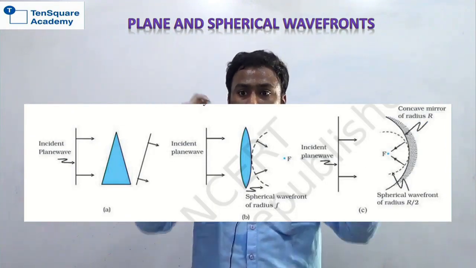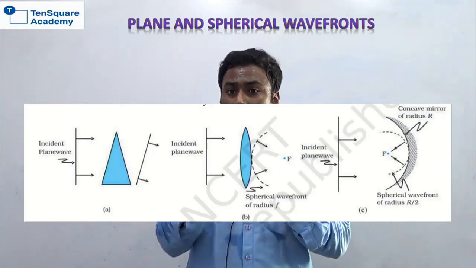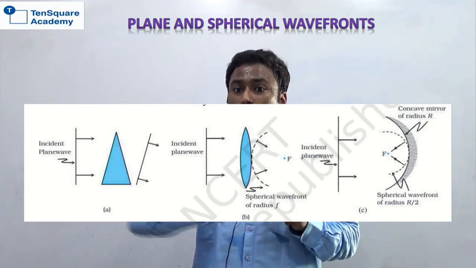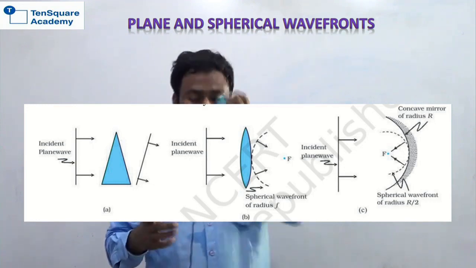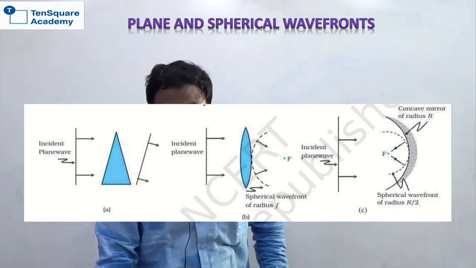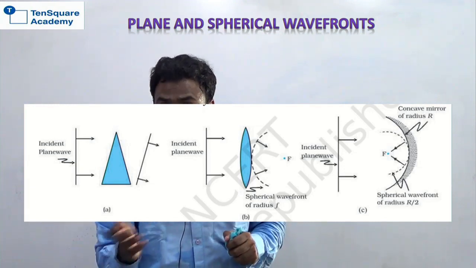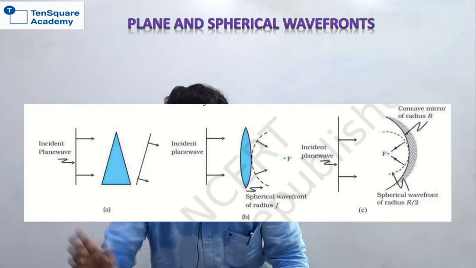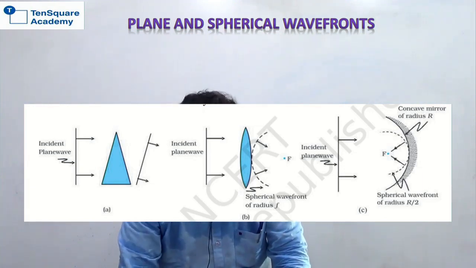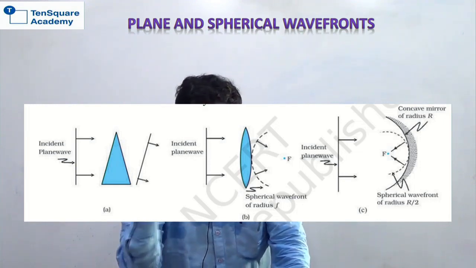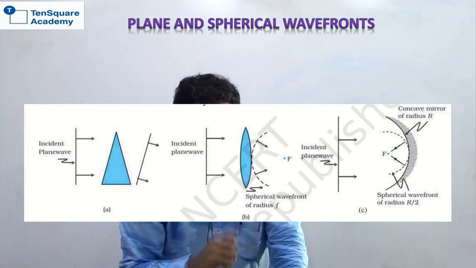And in this way they will ask what are all the devices which we use to convert a plane wavefront to a spherical wavefront. So, one idea is a convex lens. Obviously a convex lens converts a plane wavefront to a spherical wavefront, and a concave mirror also helps in converting from a plane wavefront to a spherical wavefront.